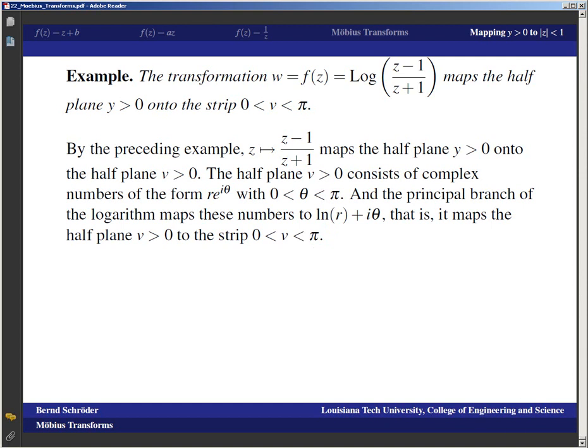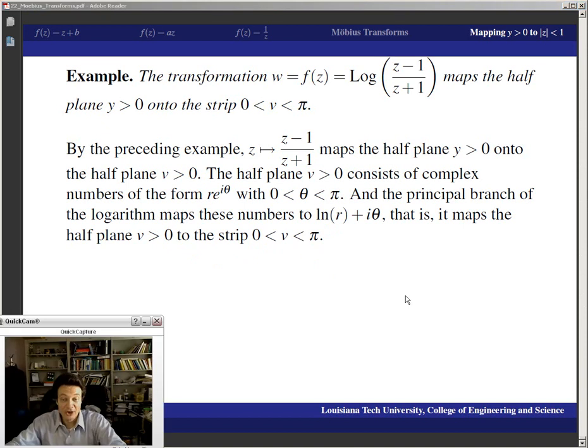Give me a second here. Sorry, I misspoke. This presentation has been going on long enough, so let's finish it out. Of course, the logarithm is not just positive. The logarithm takes on any value between negative infinity and infinity for r going from 0 to infinity, which it does. And so that means that this really maps the half plane onto the whole strip 0 smaller v smaller pi. Alright, well, it has just been proved that I do need a break.